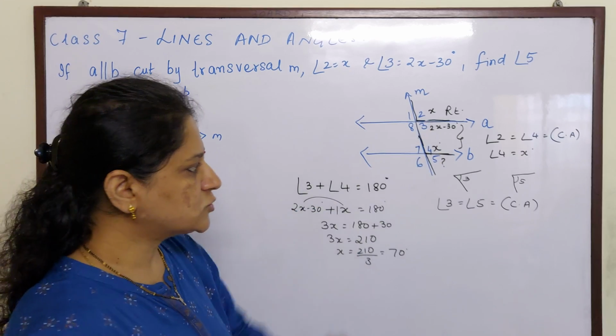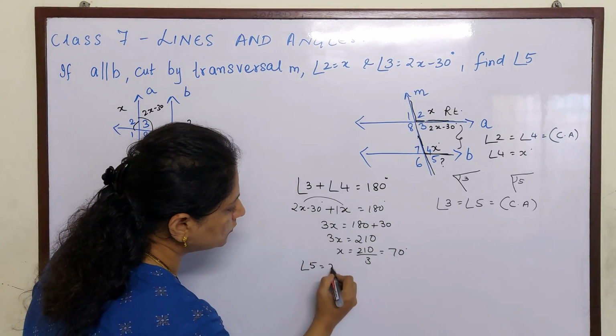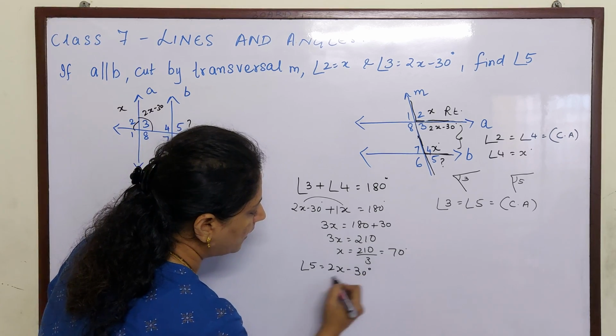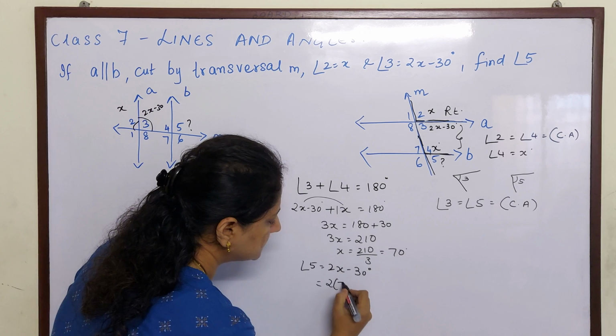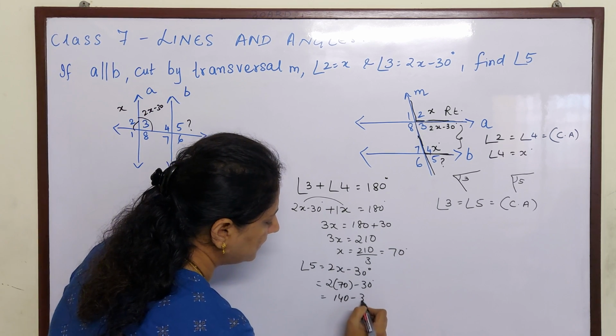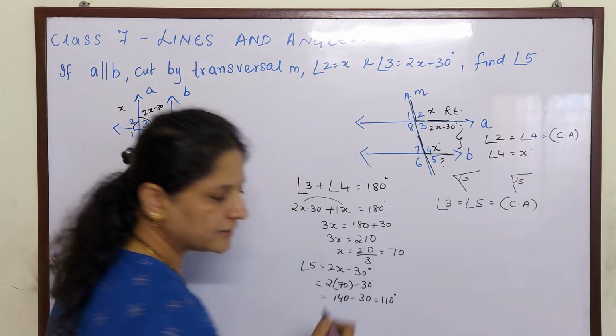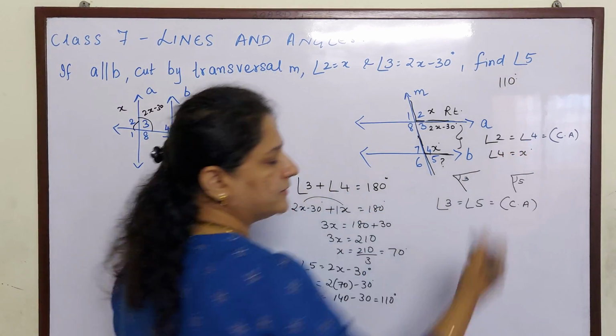So if angle 3 is 2x minus 30, what is angle 5? Angle 5 is also 2x minus 30, and now I have got the value of x as 70. I will just substitute in this. So 140 minus 30 is equal to 110 degrees. So find angle 5. Angle 5 is 110 degrees.